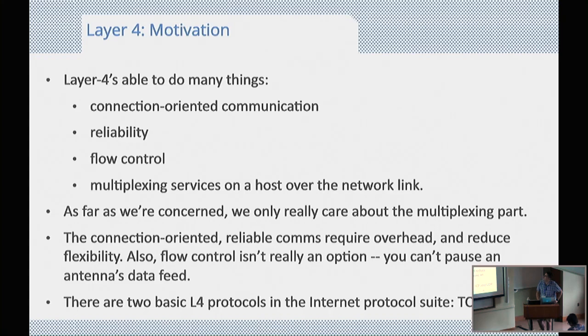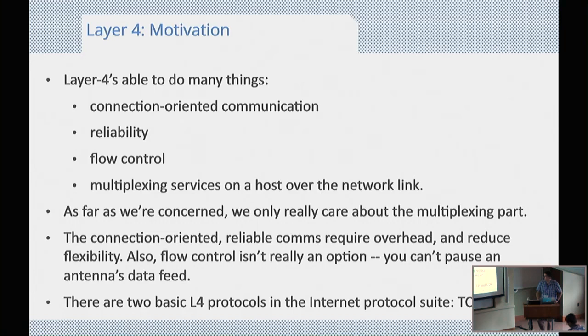Layer 4's purpose is to enable connection-oriented communication. It builds in reliability and flow control and multiplexing services on a host. As far as we're concerned for radio astronomy, in general, we only care about the multiplexing part. The connection-oriented reliable comms require overhead and reduce flexibility. Flow control in our case isn't really an option. You can't pause an antenna's data feed. So you just have to deal with it. If there are losses, carry on regardless.